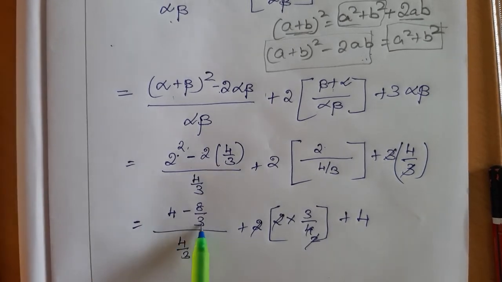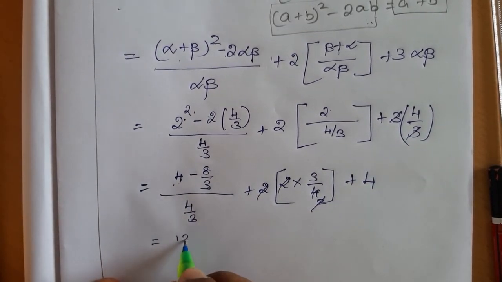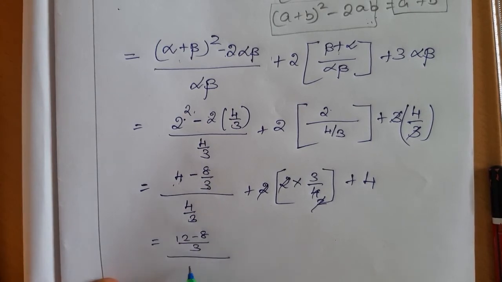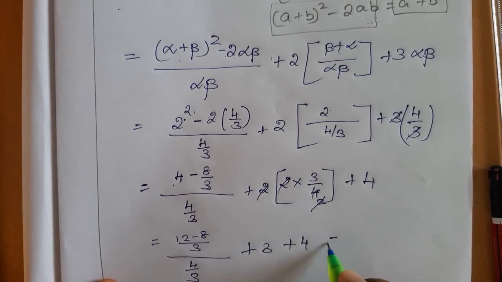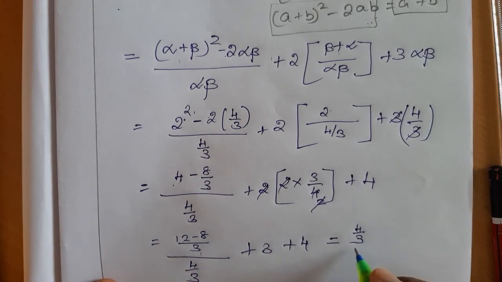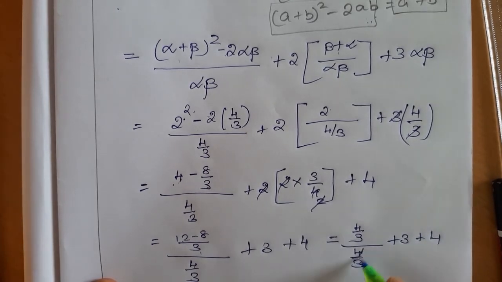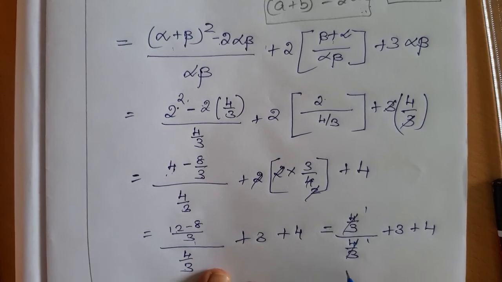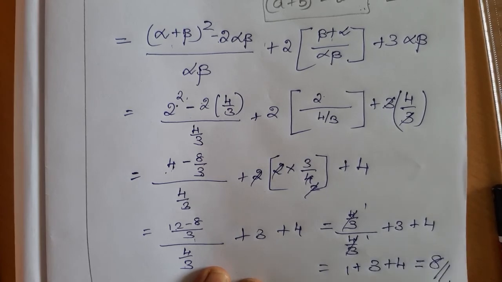So what happened here? Here we have to take an LCM, right? So the LCM is 3, 4 3s are 12. So 12 minus 8 divided by 3, the whole divided by 4 by 3, plus 3 plus 4, right? So 12 minus 8 is 4. So 4 by 3, the whole divided by 4 by 3, plus 3 plus 4. So 4 by 3 divided by 4 by 3 is 1, plus 3 plus 4, which is equal to 8.